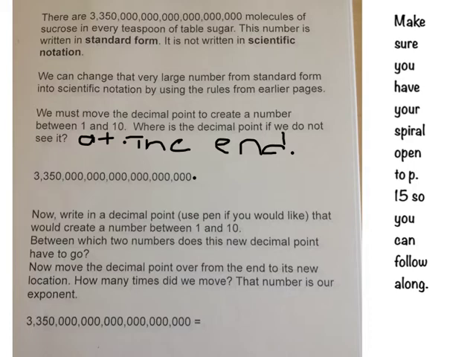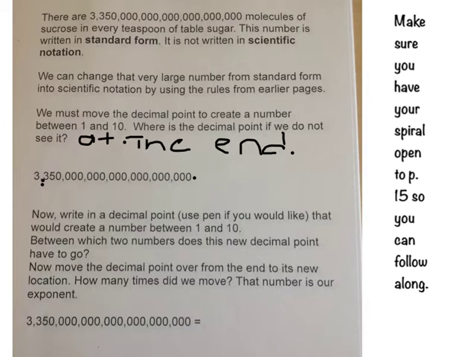So now we're going to put the decimal point in a spot on here that's going to create a number between 1 and 10. So where are we going to move it to? Between which two numbers does this new decimal point have to go? It's going to have to go right there, right in between the 3 and the 3.5. So 3.35. That's creating the new number.